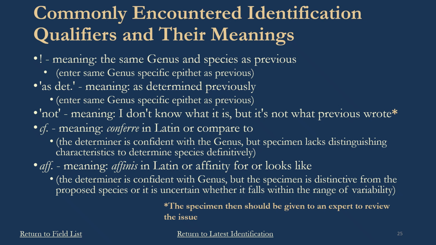CF dot conveys that the determiner is sure of the genus, but cannot confirm the species as the specimen lacks distinguishing characteristics. AFF dot also conveys that the determiner is confident of the genus, but the specimen is distinctive from the proposed species, or it is uncertain whether the specimen falls within the range of variability.